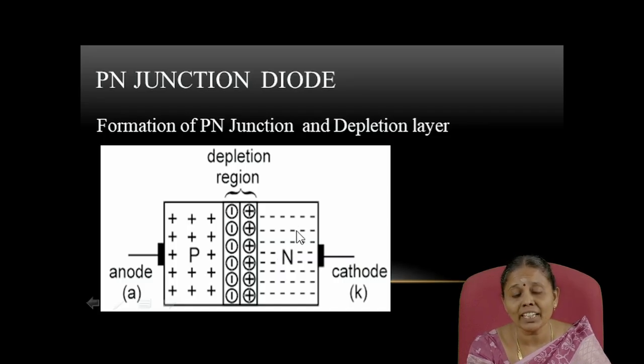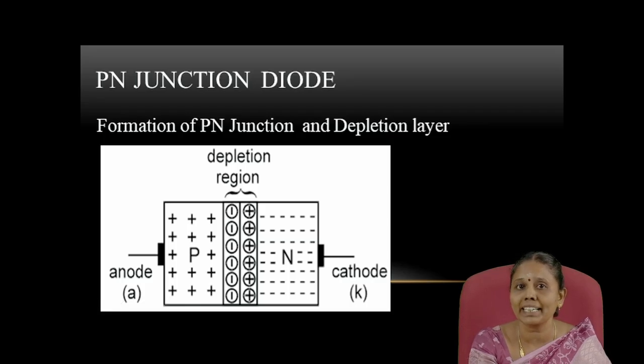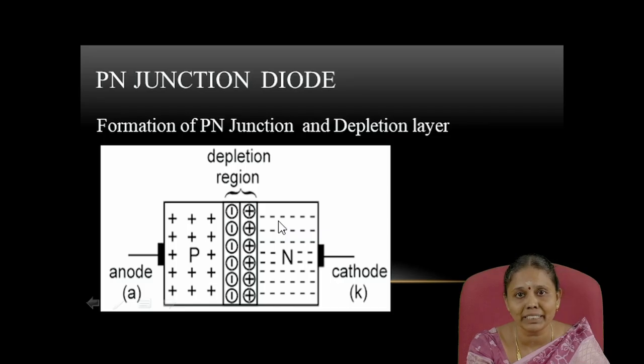This electric field is large enough to drift the electrons from the N side to the P side. But this electric field is applicable only to move the minority charge carriers, not the majority charge carriers. Normally, the width of the depletion region is in the order of 10 power minus 6 meter, whereas the potential developed across this region is referred to as the potential barrier.